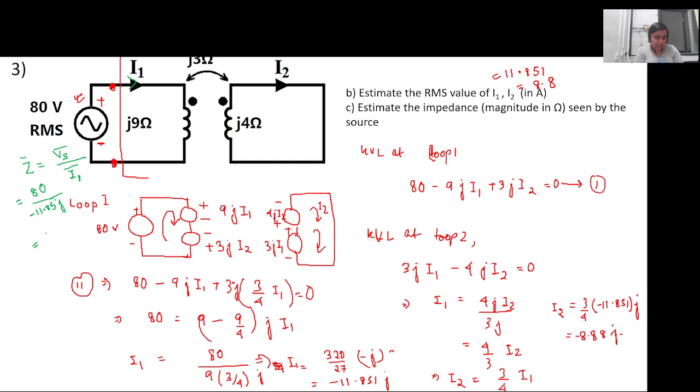So 80 divided by 11.85, somewhat 6.75. And like this minus j, if we bring it to the numerator, it will become plus j, right? 6.75 j. So the magnitude of impedance, since magnitude is only asked, it will be 6.75, right?